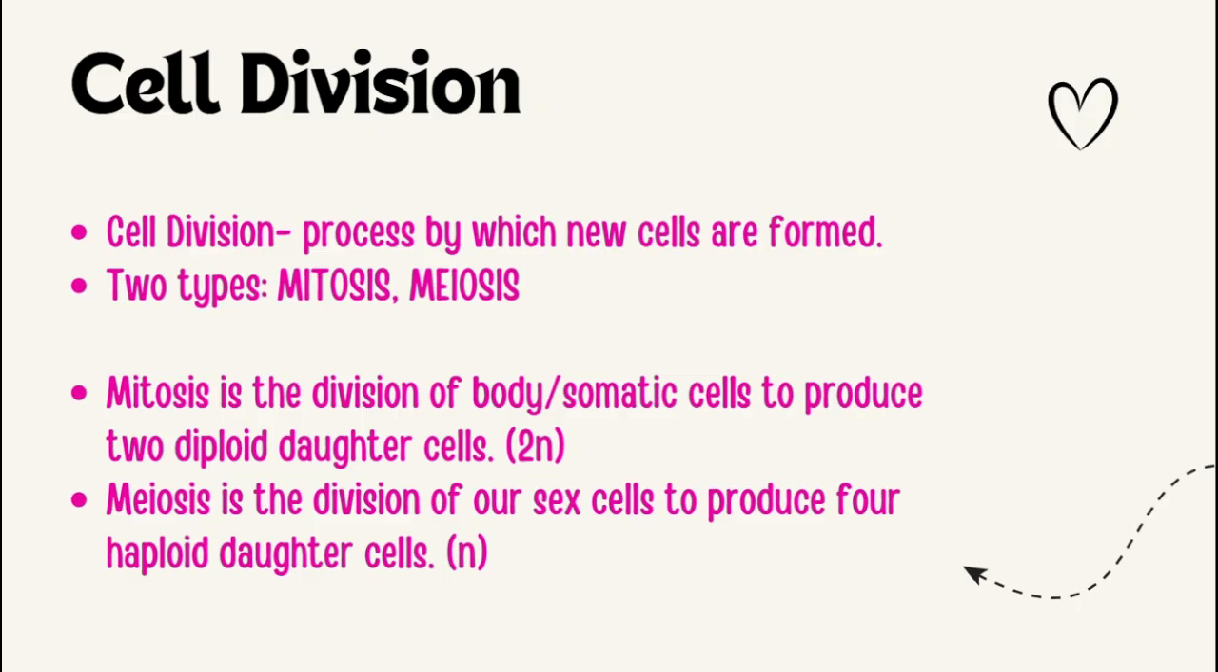Meiosis, on the other hand, is a specialized type of cell division, right? Because it only focuses on our sex cells. So this is how we basically reproduce to have actual offspring.